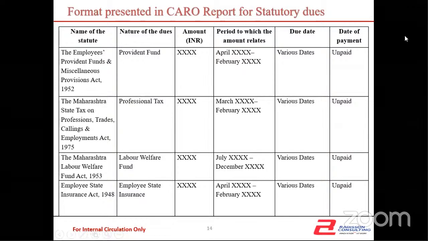Similarly, with respect to profession tax, labor welfare fund, ESIC, or any other statutory dues, the same needs to be mentioned in a similar format. The only difference between your undisputed statutory due and the disputed statutory due would be an additional column in the table mentioning the forum to which it is pending. Okay.